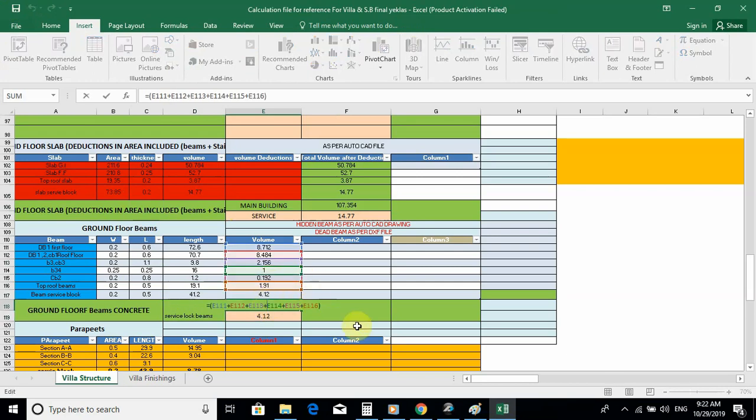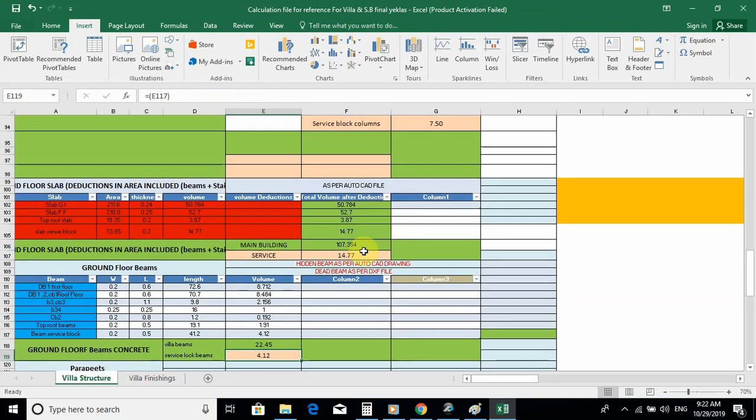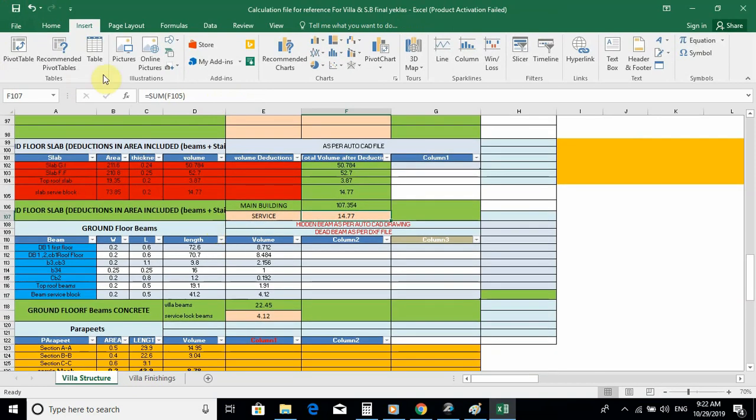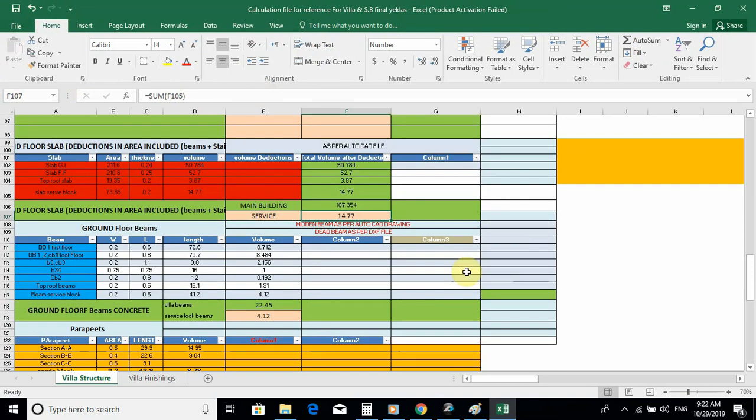Just make sure you calculated all the slabs. The beams of the villa are calculated in one cell, the slabs of the villa in another, and the slab of the service block here, which makes it easier for me to work. Okay, thank you very much. This was the slab and the beams. Thank you.